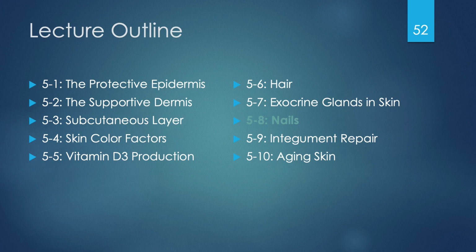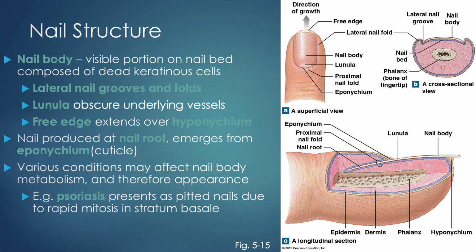Section 5-8, nails. Nails grow in much the same way that hair or epithelium does, from the deep aspect up to the superficial aspect. So if you look at the image on the right, you're going to see a couple different images of a fingernail. And so you can see the nail body is the part of the nail that you actually look at and see on your finger or your toes. It's the visible portion that's on the nail bed.